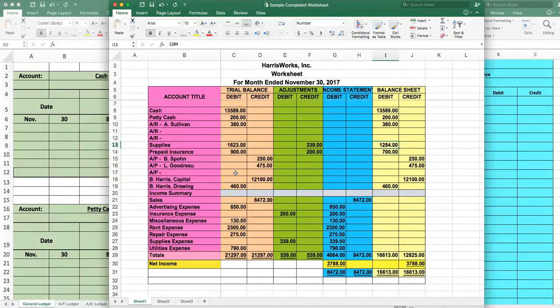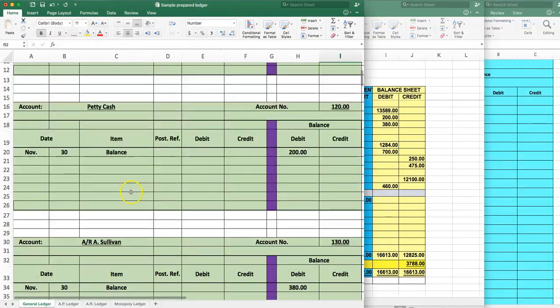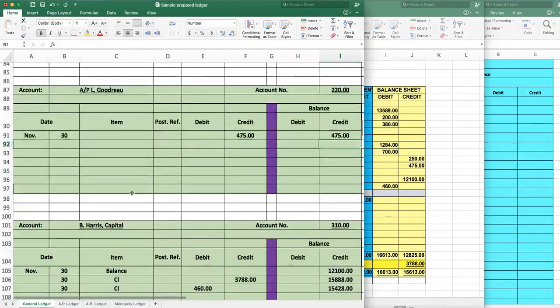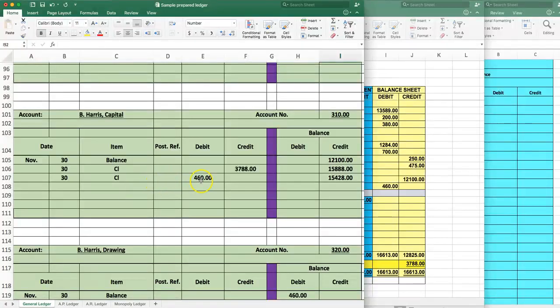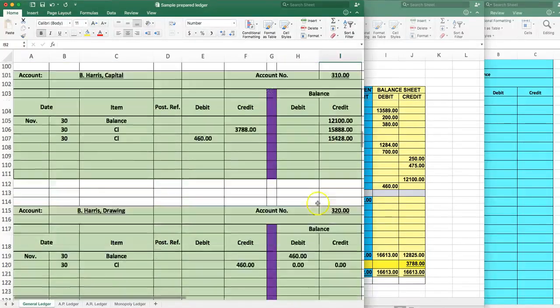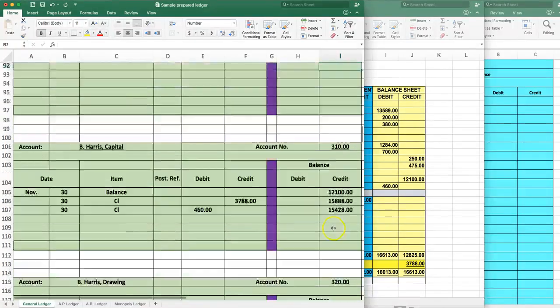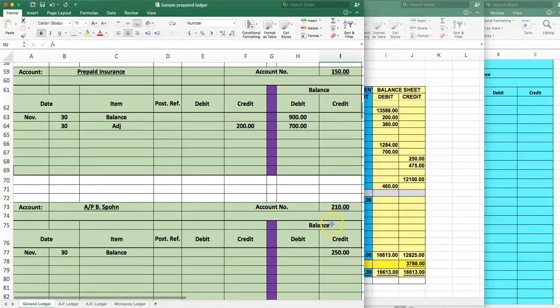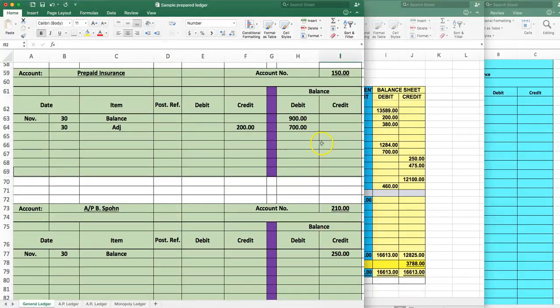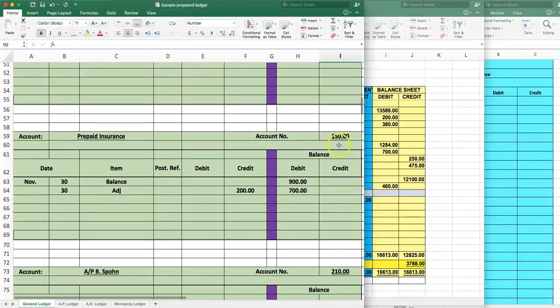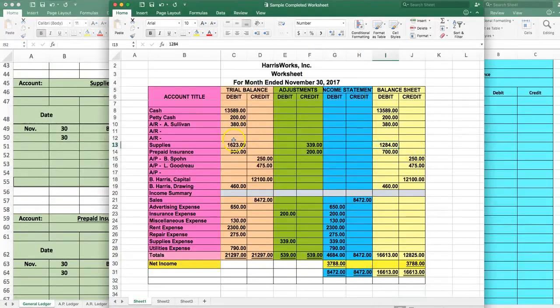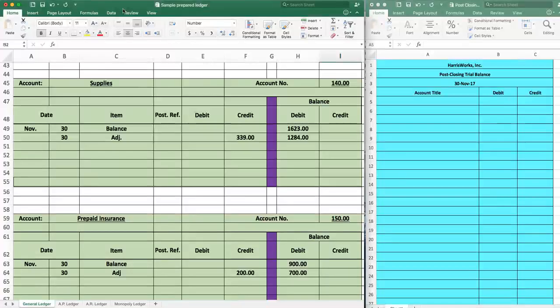But here's the thing. Our general ledger now has changed. We have some new accounts and some new amounts. Like the capital amount is different. It's not 12,100 anymore. It's 15,428. Drawing is 0, as are the rest of our temporary accounts. Prepaid insurance is down to 700. Supplies is 1,284. Those were both different in the original trial balance. So this new post-closing trial balance basically reflects the general ledger as it is right now.